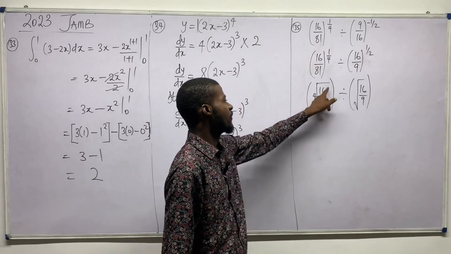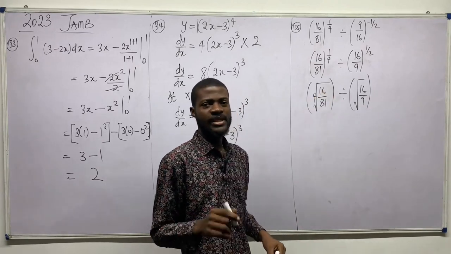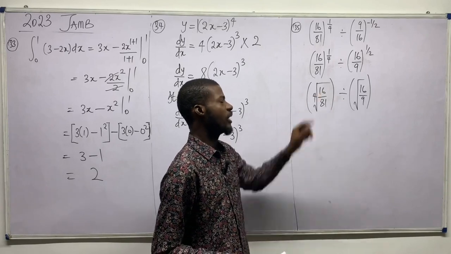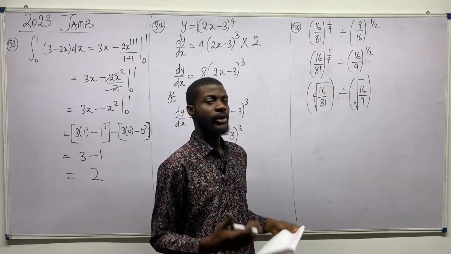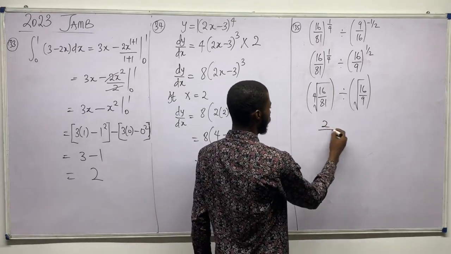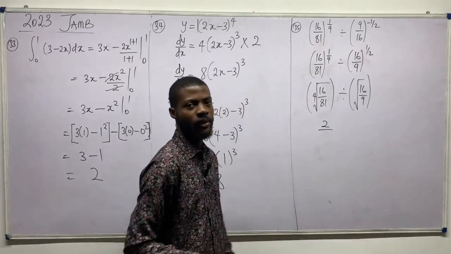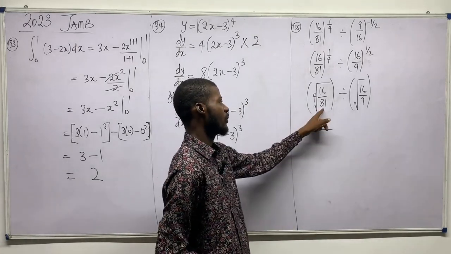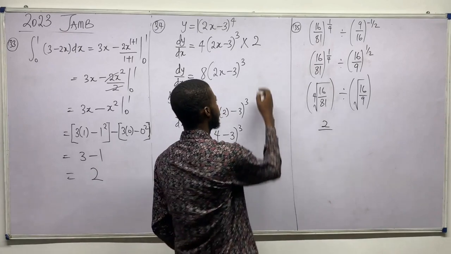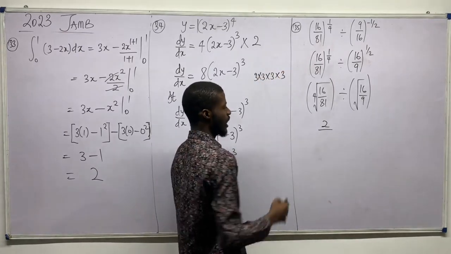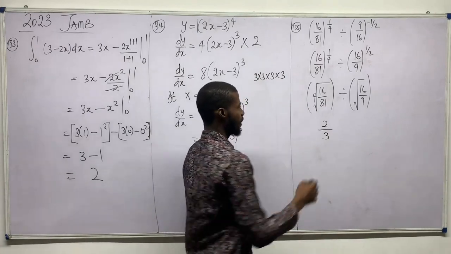Now, what is the fourth root of 16 asking you? What is that single number you multiply by itself 4 times to get 16? That number is 2, because 2 times 2 times 2 times 2 gives you 16. So this is 2 over... what about 81? What single number multiplied by itself 4 times gives 81? That's 3 times 3 times 3 times 3, so the number is 3.